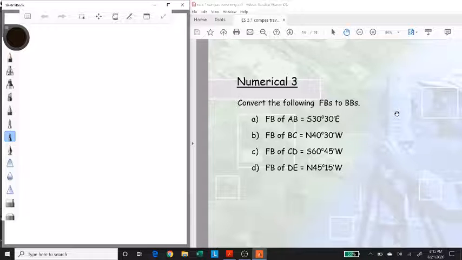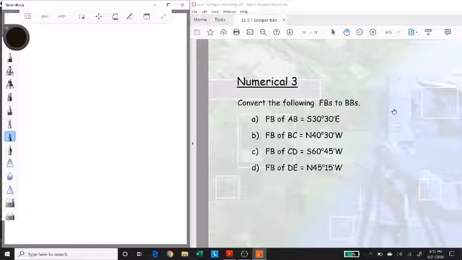In this numerical, you have to convert four bearings to back bearings, and the bearings are given in quadrantal form. So there are two ways to do this. One way is that you can convert these quadrantal bearings to whole circle bearings, and then just add or subtract 180 degrees to convert them into back bearings. And if you want to convert these quadrantal bearings directly, that's also very simple. You just have to understand how it's done, and then it would get very simple. So let's see this part.